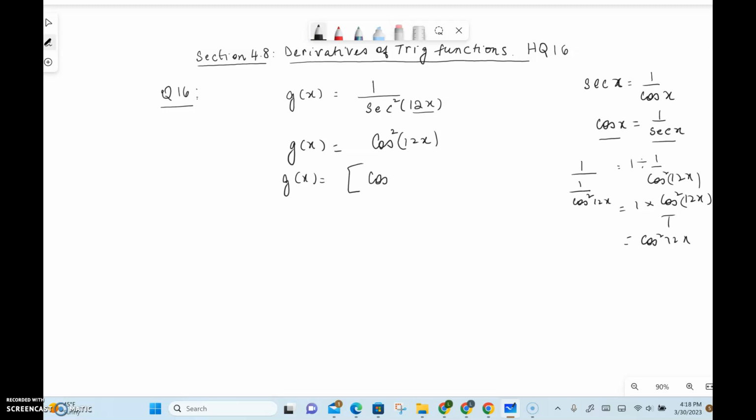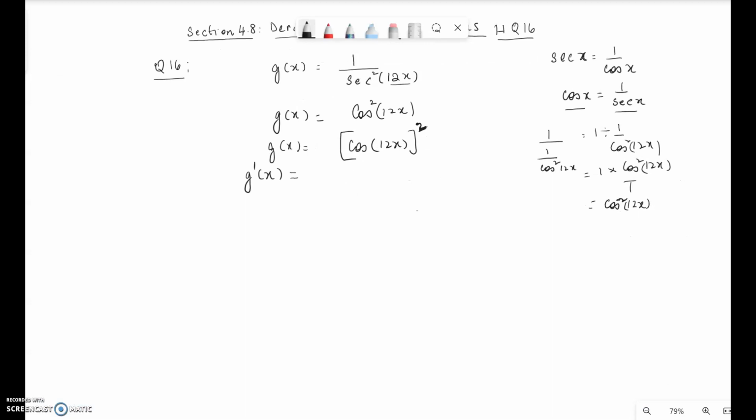Now g of x is the same as saying it's the cosine of 12x the whole squared. So this looks like x squared, so dy dx of x squared is 2x. So we have 2, and we're differentiating with respect to cosine of 12x first. And then it's the chain rule, so we multiply with the derivative of the inner function, cosine of 12x.